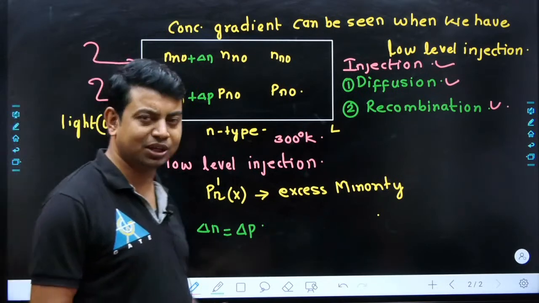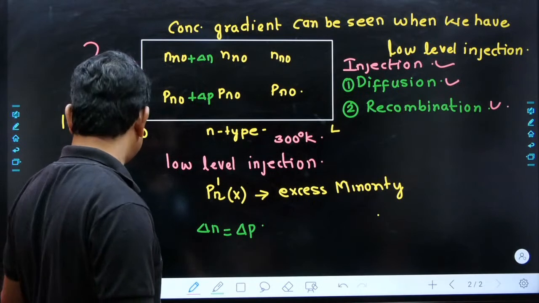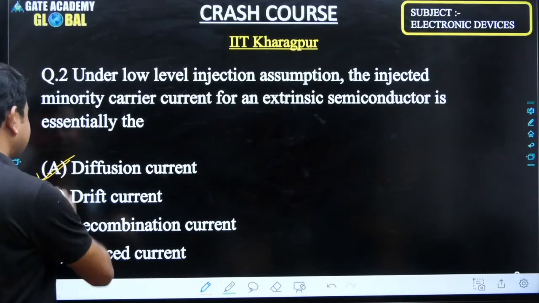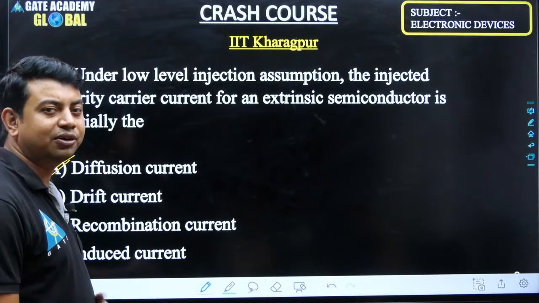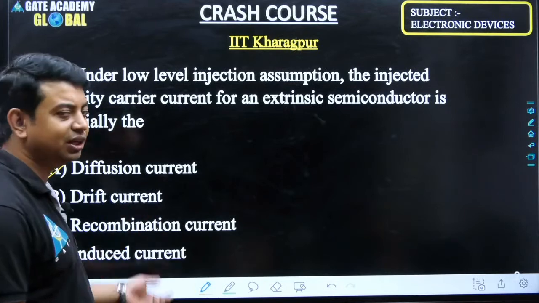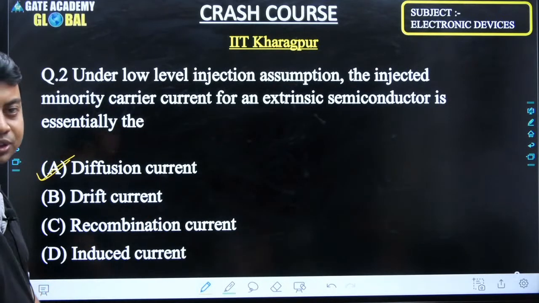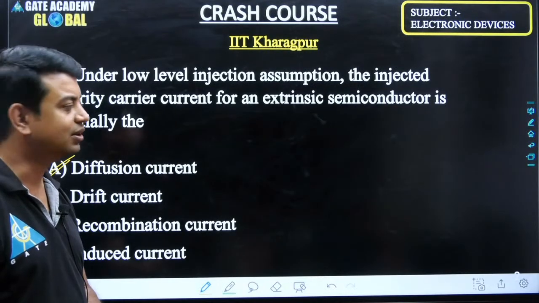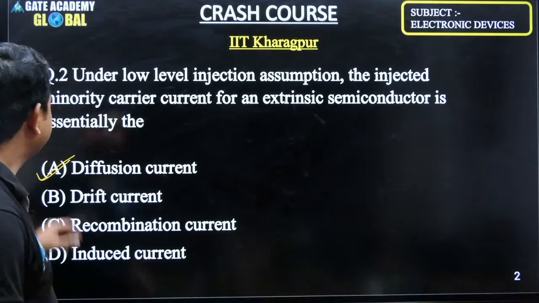So we have the meaning of each and every point that we saw in our previous class. I write here that diffusion current is the correct answer. Why is there no drift current? Because low level injection means there is no electric field present, and if no electric field is applied externally to the semiconductor, then definitely the diffusion current is occurring inside the semiconductor.